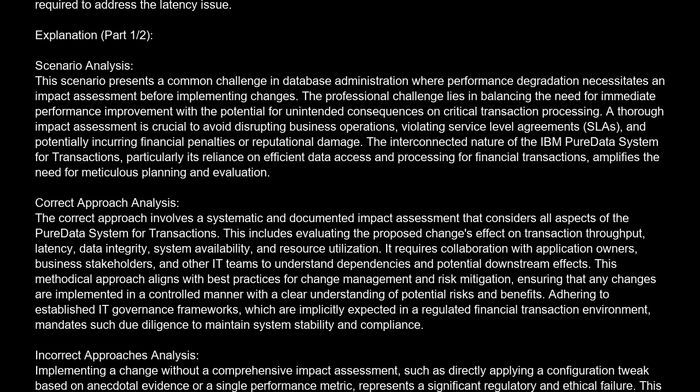Adhering to established IT governance frameworks, which are implicitly expected in a regulated financial transaction environment, mandates such due diligence to maintain system stability and compliance. Incorrect approaches analysis. Implementing a change without a comprehensive impact assessment, such as directly applying a configuration tweak based on anecdotal evidence or a single performance metric, represents a significant regulatory and ethical failure.